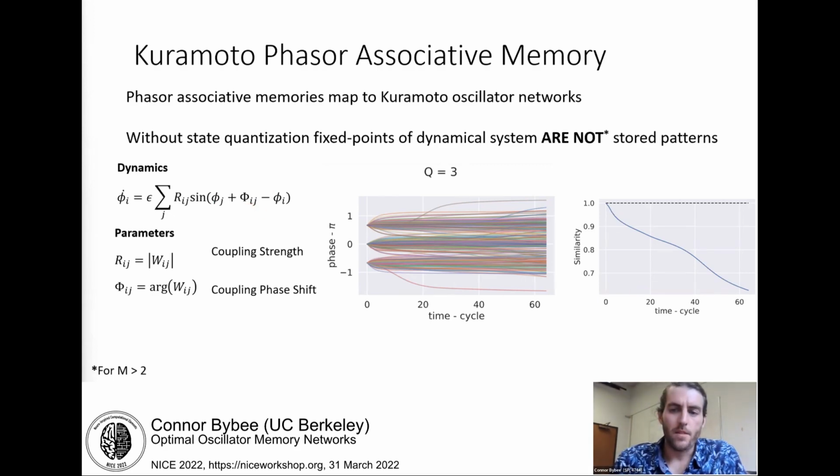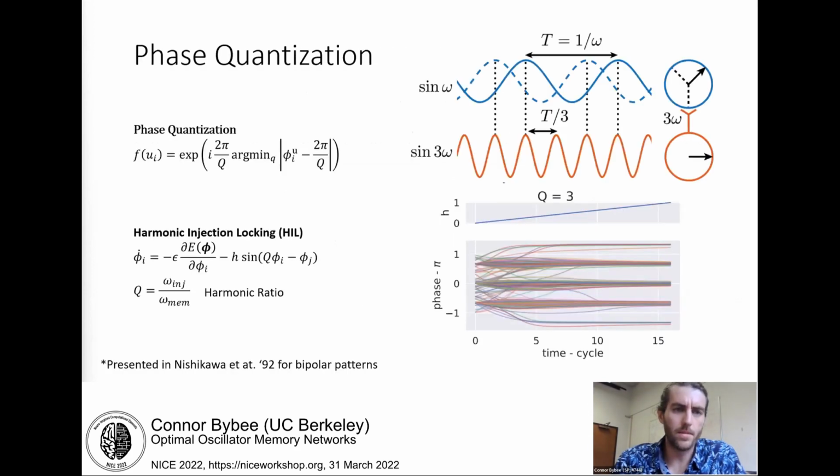When the number of patterns in the network is non-trivial, so for m greater than 2, it turns out that the fixed points of this dynamical system are not the stored patterns. So even when starting with the stored pattern here for Q equals 3, the network quickly diverges to a fixed point, which turns out not to be a stored pattern, as seen here over time as the similarity just gradually decreases. And this reproduces similar results from the NOST 88 paper.